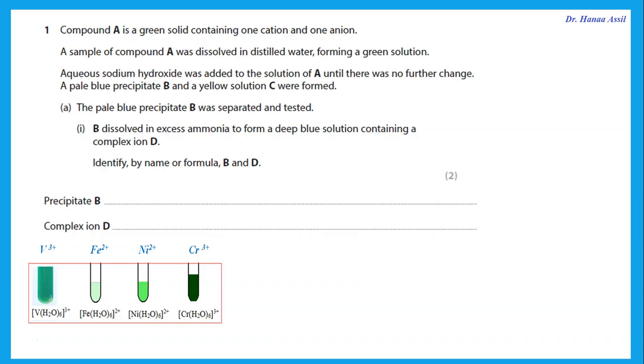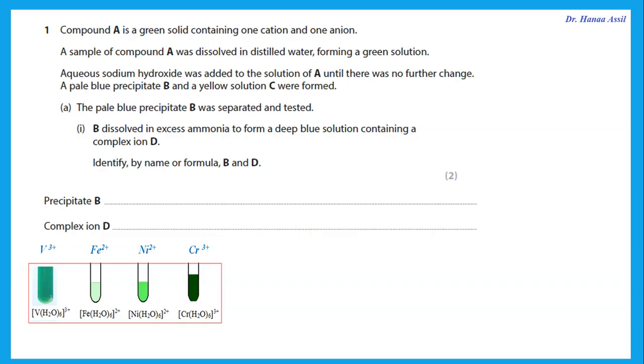So the question goes on and says a sample of compound A was dissolved in distilled water forming a green solution. Aqueous sodium hydroxide was added to the solution of A until there was no further change, and we got a pale blue precipitate and a yellow solution were formed. The pale blue precipitate, which we're naming B, was separated and tested. B dissolved in excess ammonia to form a deep blue solution.